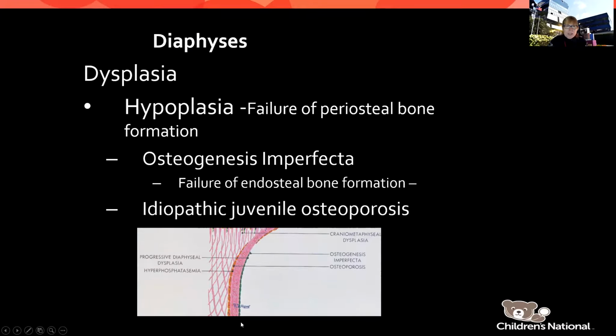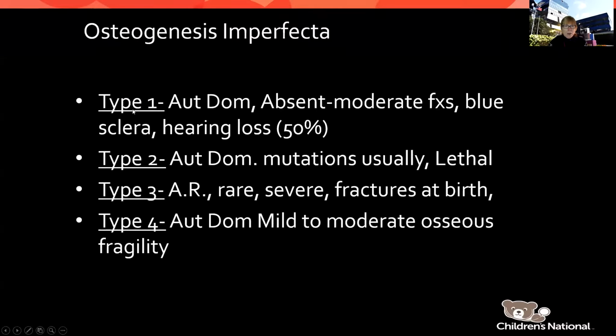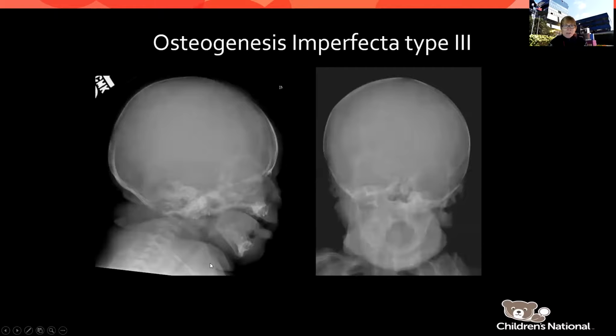As we move down to the dysplasias of the diaphysis, you can have osteogenesis imperfecta and the rare idiopathic juvenile osteoporosis. So, these are all the collagen abnormalities, and I'm not going to go into all the different subtypes. Radiographically, we kind of look at it: if they're lethal, we call it a type 2. If they're severe progressive but survive, we call them a type 3.